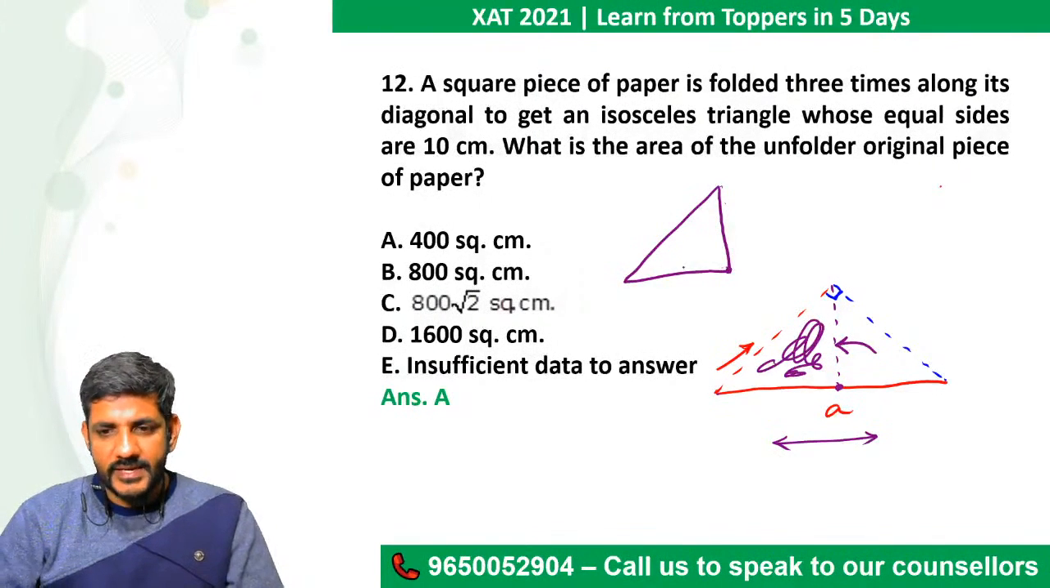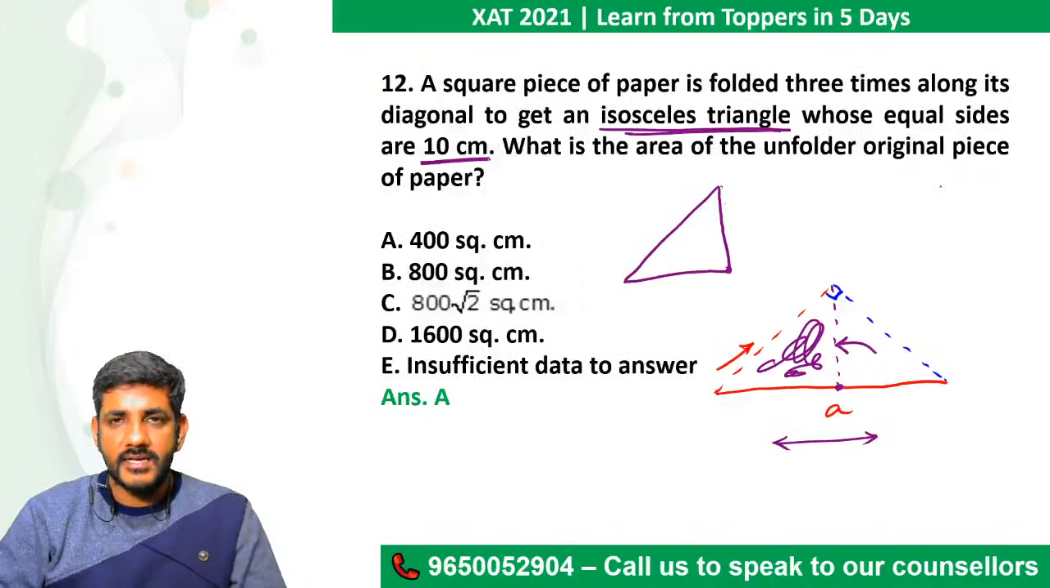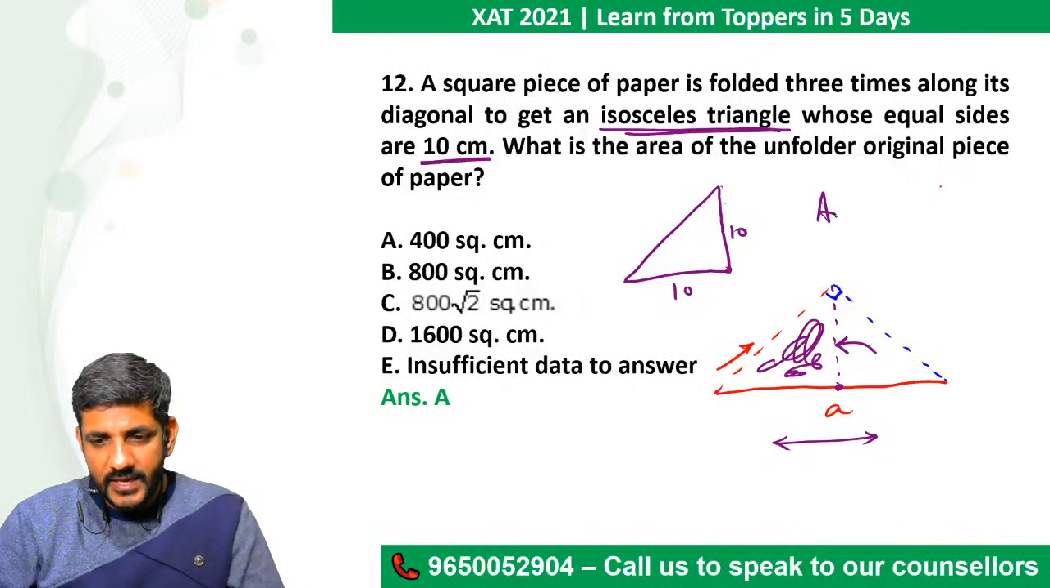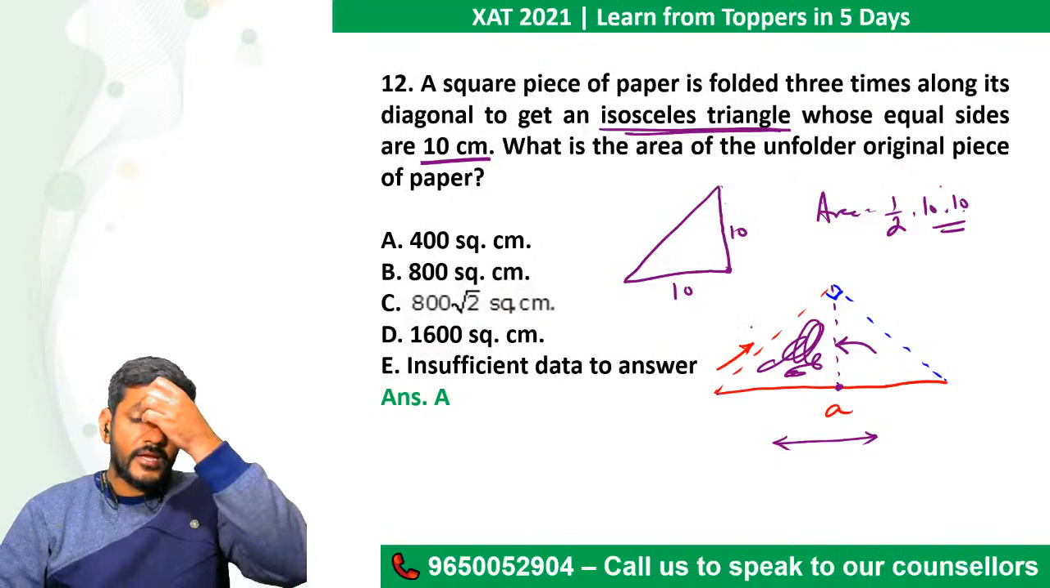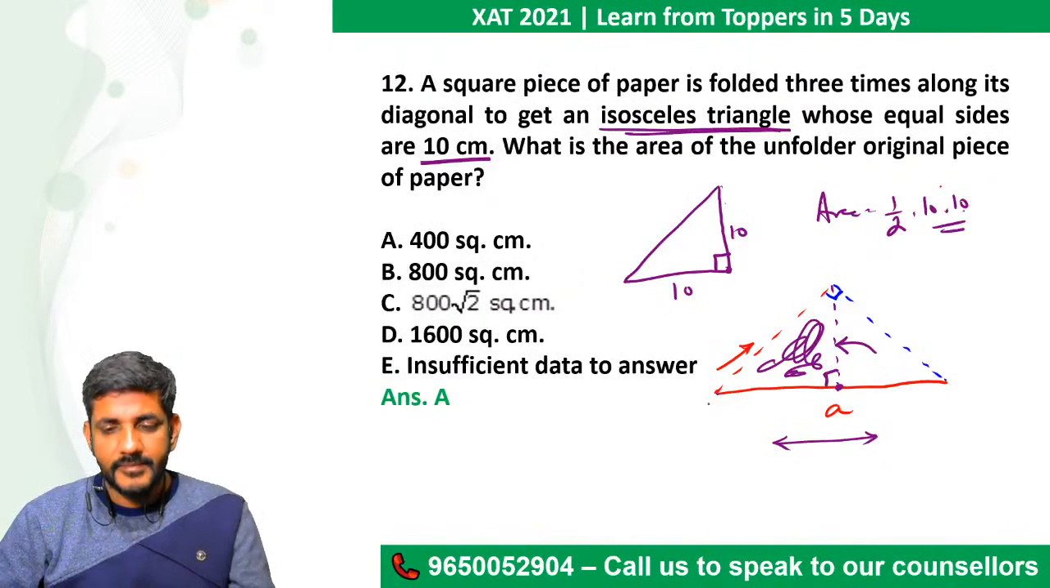The question says it is an isosceles triangle. Finally it's an isosceles triangle whose equal sides are 10. If it is an isosceles triangle and equal sides are 10, can I say the area of the triangle is half of 10 into 10? Area of the triangle is half of 10 into 10 because this will be 90 degree. यहाँ तो 90 degree था ये. So the area of this triangle is 50.